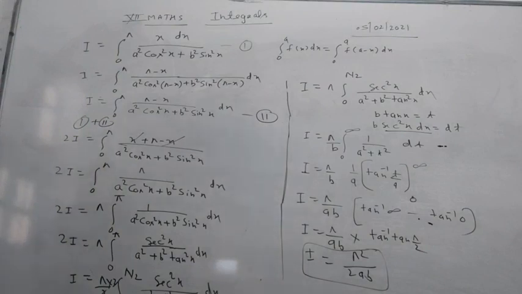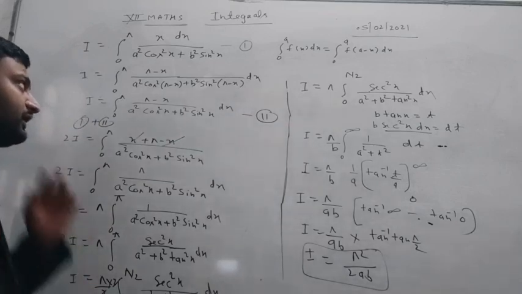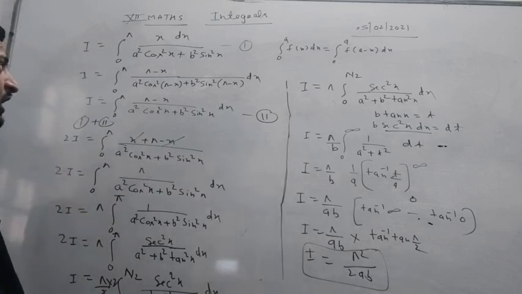So students, we will see once again. Let's see, this is our question. I is equal to integral from 0 to pi of x dx by a square cos square x plus b square sin square x. This is equation first. And I is equal to integral from 0 to pi of pi minus x by a square cos square (pi minus x) plus b square sin square (pi minus x) dx.